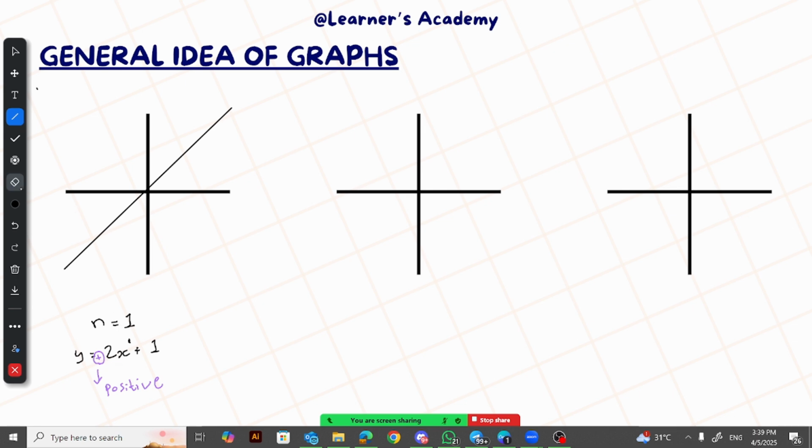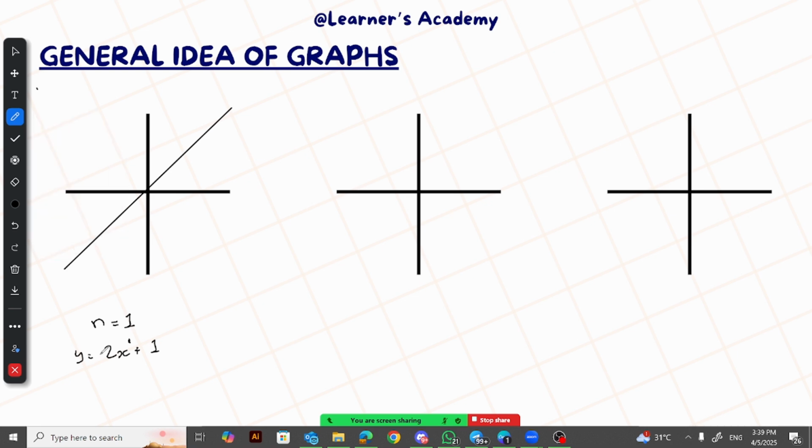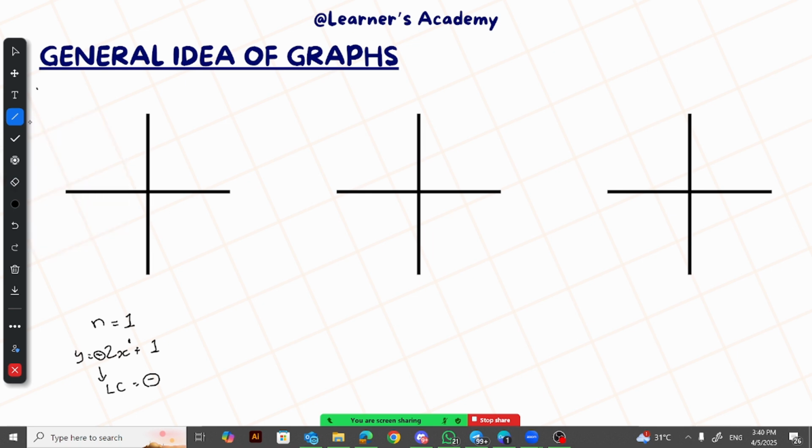And say for example, if we have a negative number in front of 2x, so we have a negative leading coefficient, that will result in this straight line going the other way around, which is a decline or a downward slope. Okay, that's how graphs usually look with n equals 1.